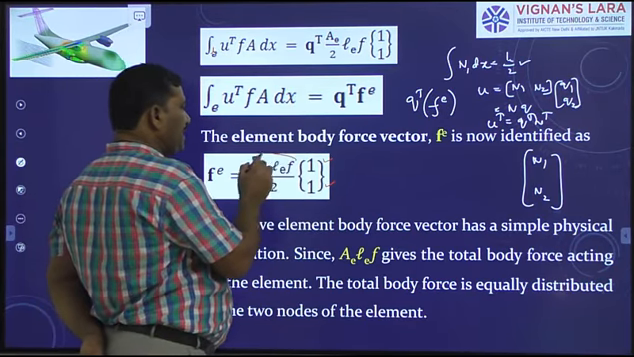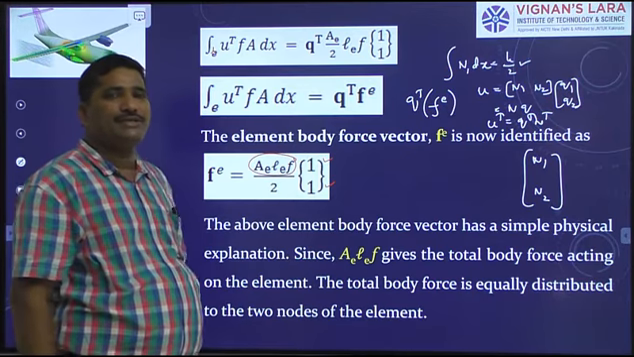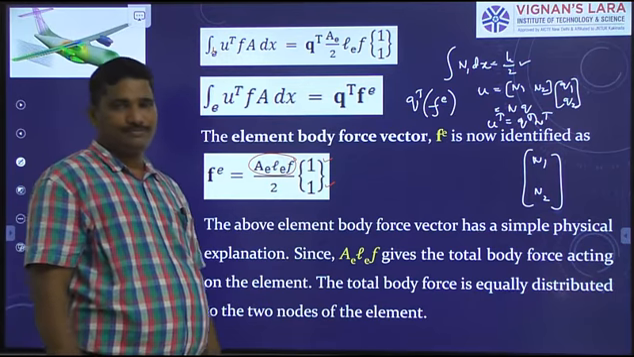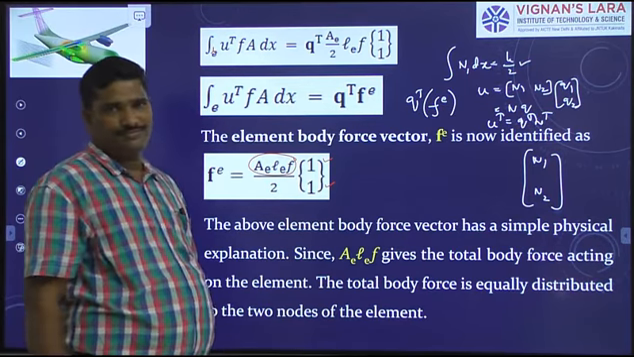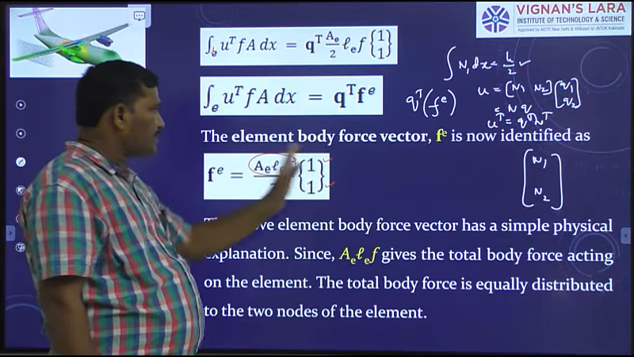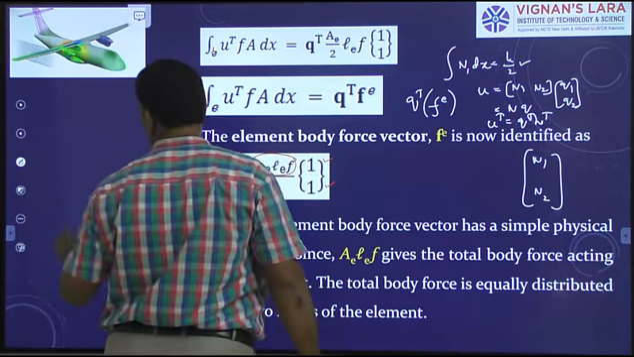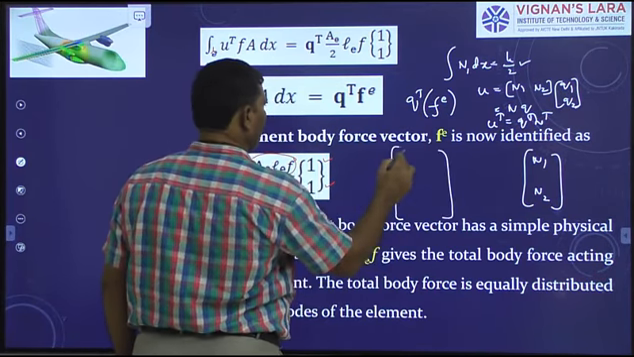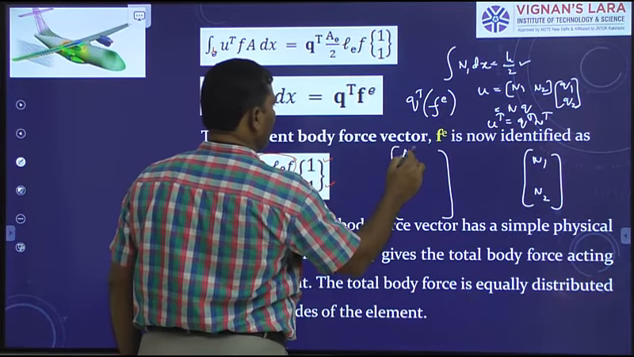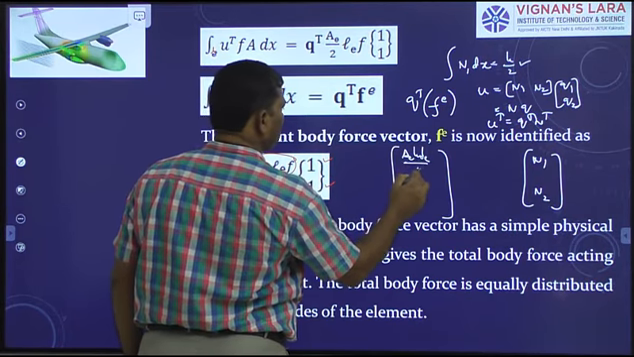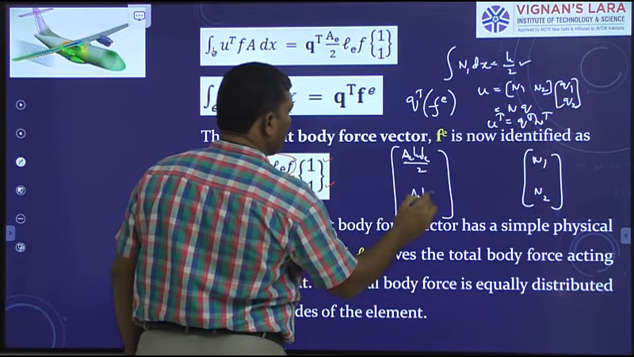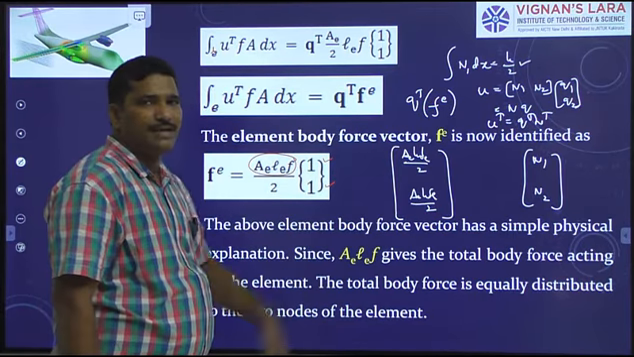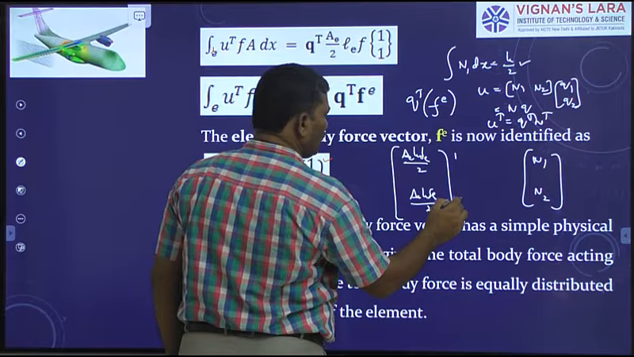What is AE LE F here? It indicates the body force of the finite element. If you rewrite this matrix, it appears like this: a column matrix having the elements AE LE FE by 2, again AE LE FE by 2. These elements correspond to the degrees of freedom 1 and 2.